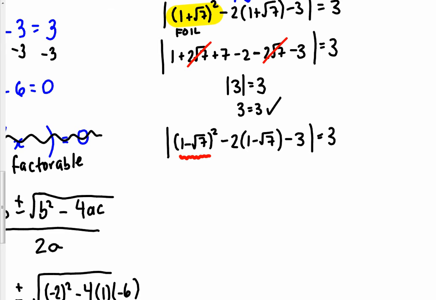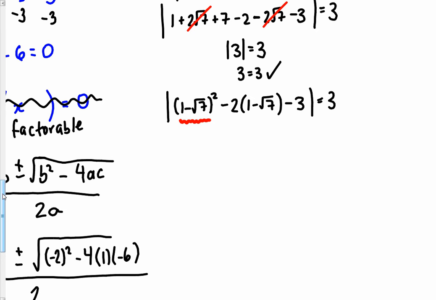We have to FOIL, but we could use our little shortcut. Square the first. 1 squared is 1. 1 times negative root 7, and then double it. Negative 2 root 7. And then what's negative root 7 times negative root 7? Plus 7.